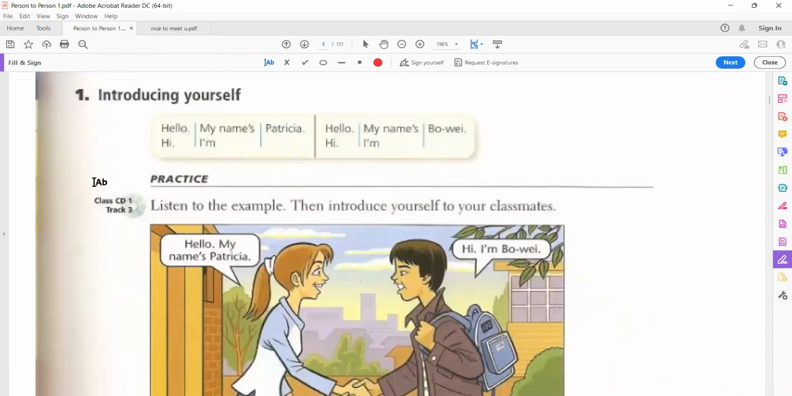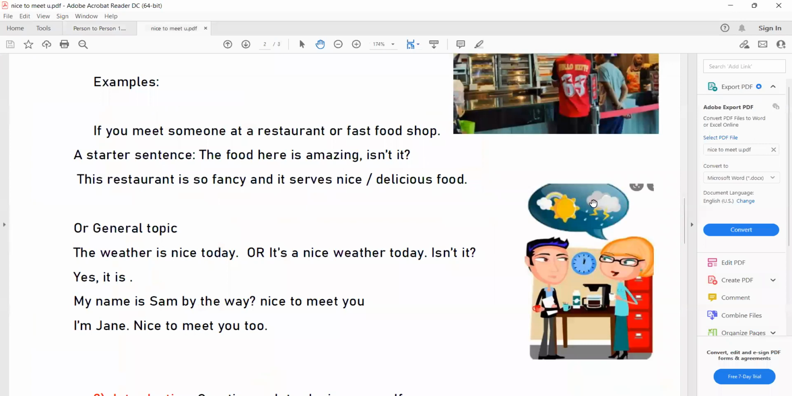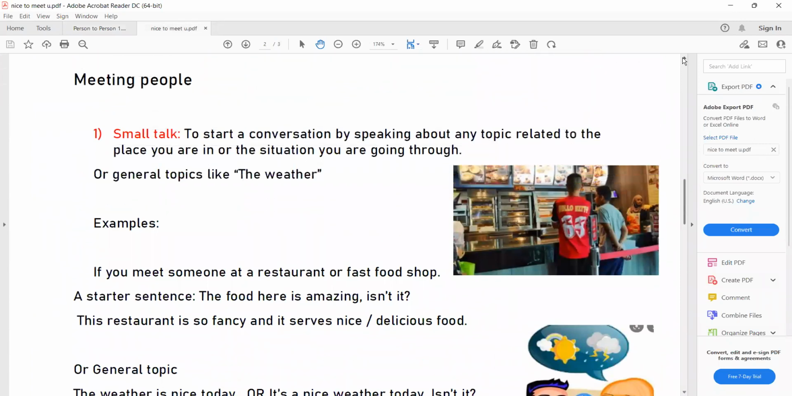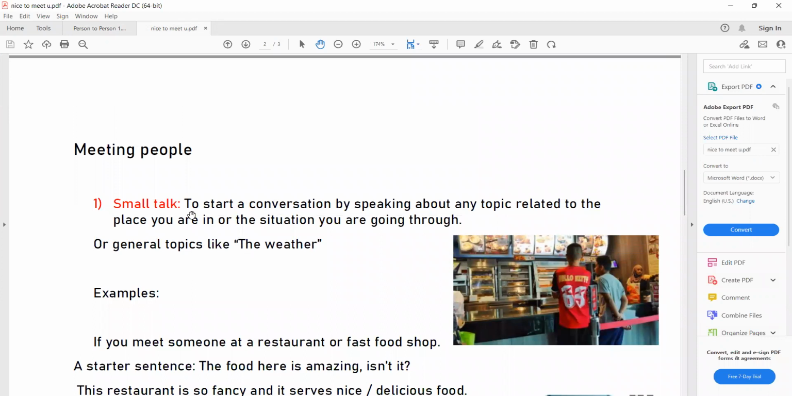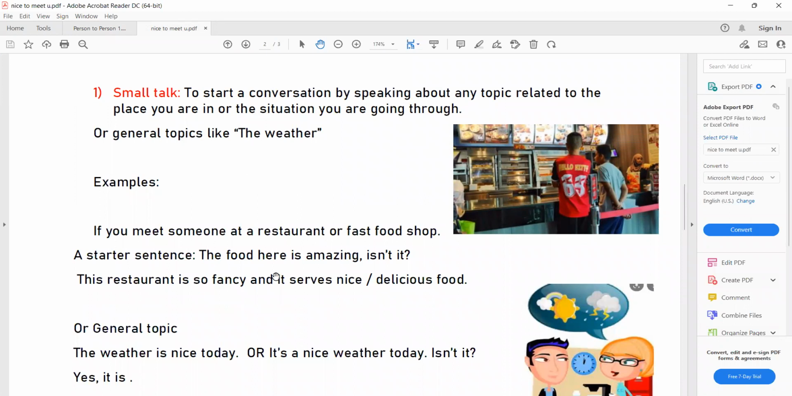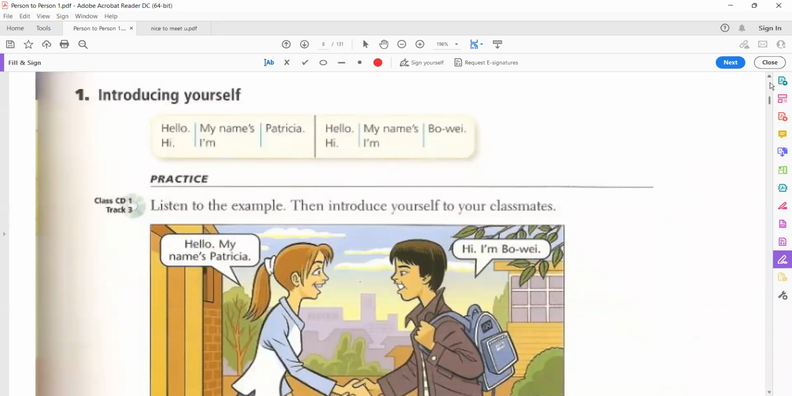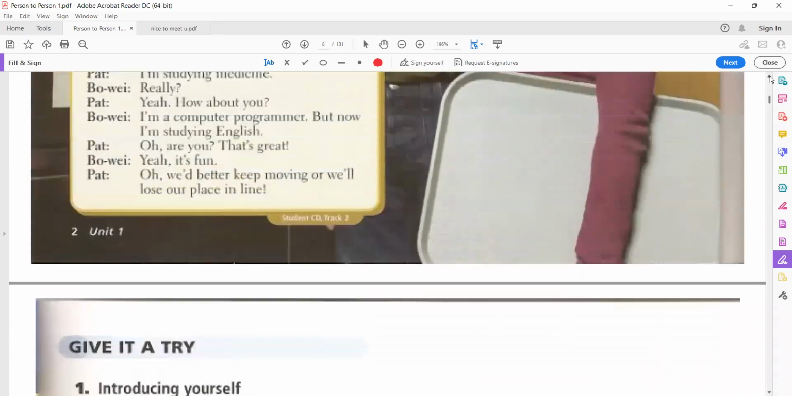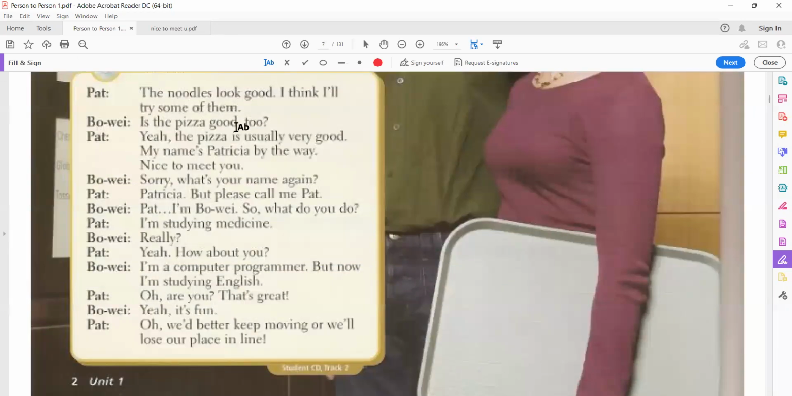Okay, so when meeting people, there are steps you have to go through. Number one is introducing yourself. Now, usually when starting the conversation with small talk, you don't have to say hello or hi. You just start talking. For example, you say the food here is amazing, or the noodles look great, like Patricia said. She didn't say hi, she didn't say hello. No, she just started the conversation by the noodles look great.